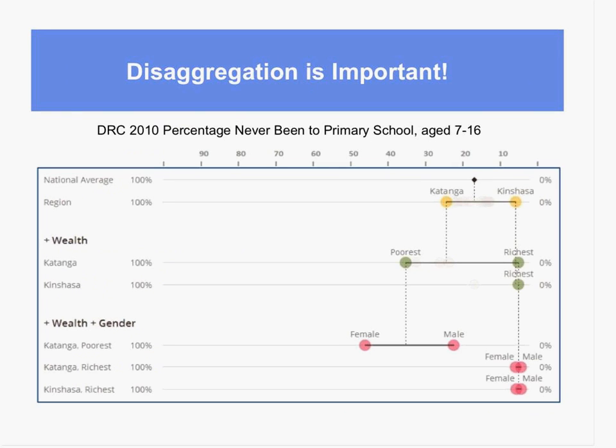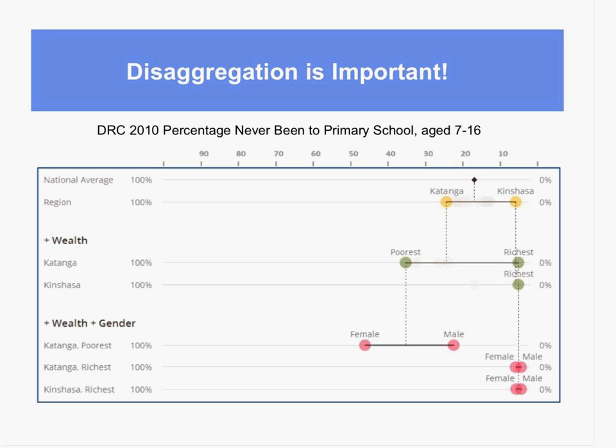So to give you a specific example of disaggregation, here is a table of the percentage of primary school age children in the Democratic Republic of Congo that have never been to primary school. You can see at the top, the average is about 17%. As you disaggregate that data point, for example by region, Katanga versus Kinshasa, the major city, or by wealth, the 17% average masks a great discrepancy between the poor females living in Katanga and the richest females living in Kinshasa.